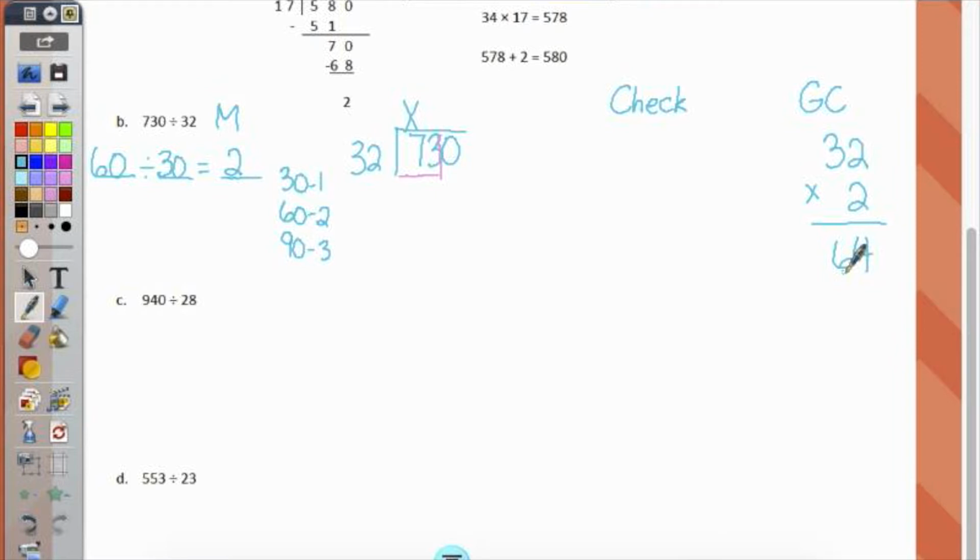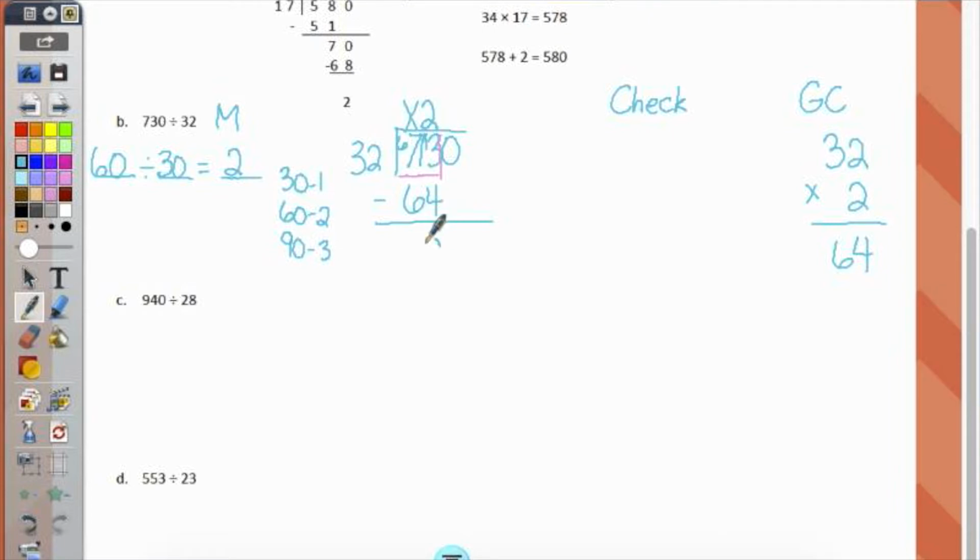Okay. So Ashlyn, what do I write on my doghouse? The 2. Where do I write it? Above the 3. Very good. And what number do I write below, George? Below the 73, what do I write? 64. Good. Now it looks like I've got regrouping when I subtract. So be careful.